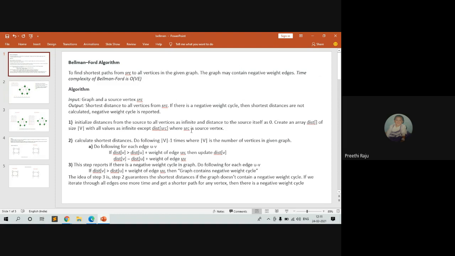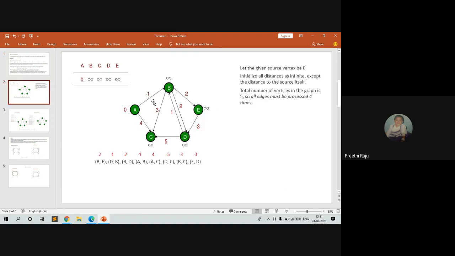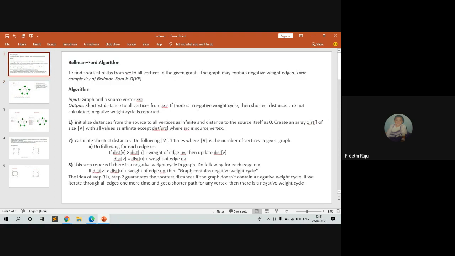One drawback of the Bellman-Ford algorithm is that if there is a negative weight cycle, then the shortest path cannot be found using Bellman-Ford. For that condition, we have to choose another algorithm. This algorithm is suitable for negative weight edges, but it is not possible for a negative weight cycle. If there is a negative weight cycle, we will not be able to use Bellman-Ford because we won't get the proper output. The time complexity of this algorithm is O of VE.